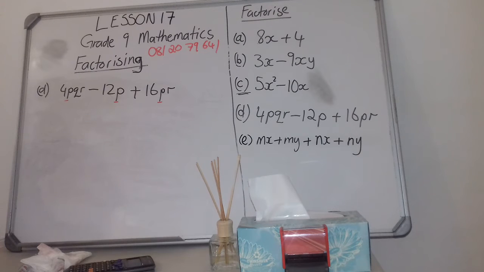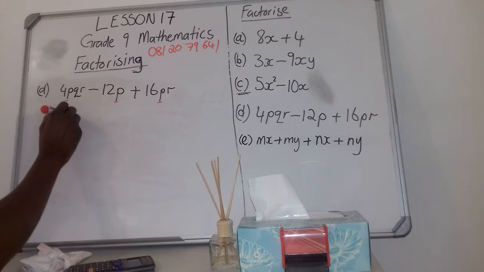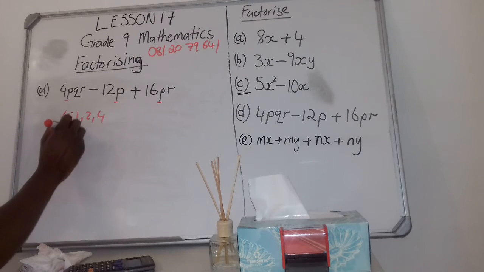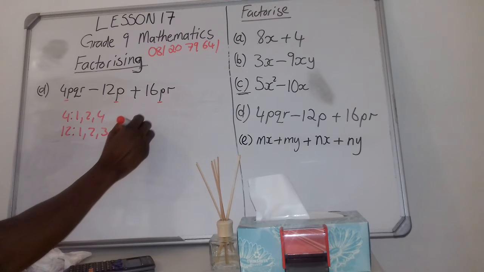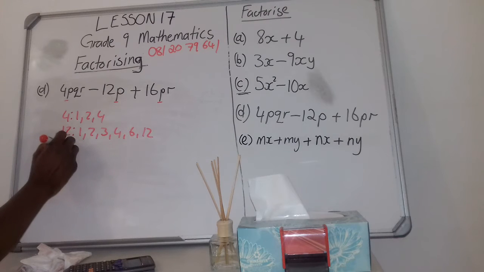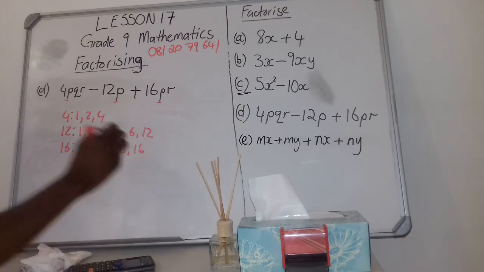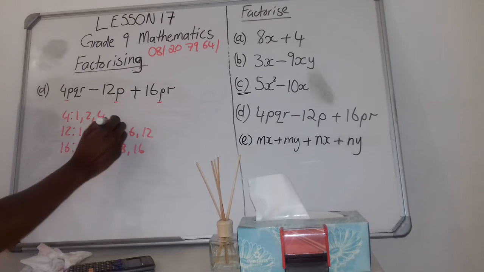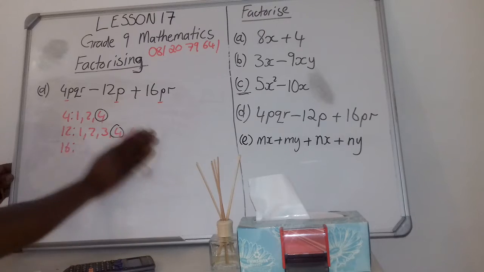So let us quickly list all the factors of all the numbers. The factors of 4, this should be a poem now in your head. 12: 1, 2, 3, 4, 6, and 12 itself. 16: the factors are 1, 2, 4, 8, and 16. Now, which one is the highest common factor? None other than 4. So our highest common factor is going to be a 4.